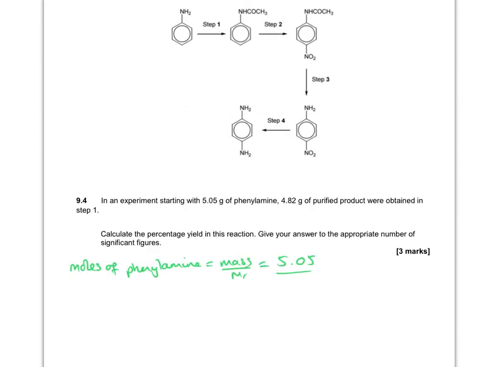Okay, so we're going to start out with working out the expected mass of the product. We're starting with 5.05 grams of phenylamine, so we want to work out the moles of phenylamine. It's going to be the mass over Mr. The mass is 5.05 grams. The Mr is 93. So that's 5.05 divided by 93, which is 0.0543. That's going to be the same as the moles of the product.